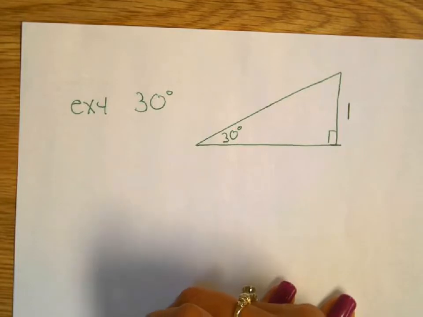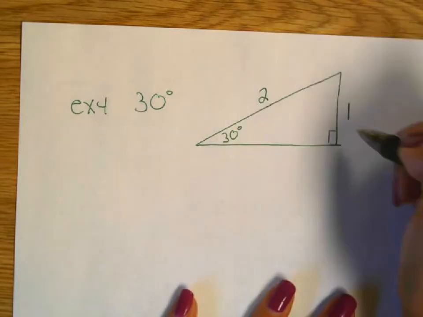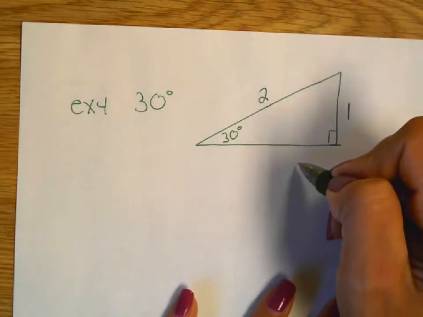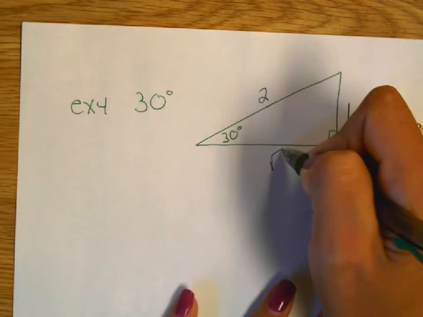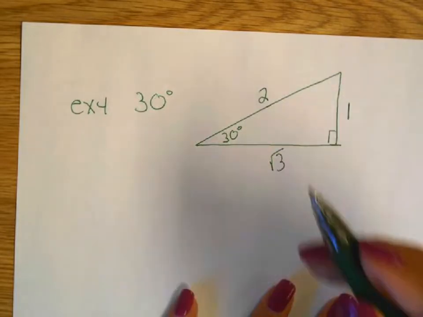Square root of 3? 2. And then what will the long leg be? Square root of 3. Square root of 3 is less. Correct. That's 1, 2, square root of 3.